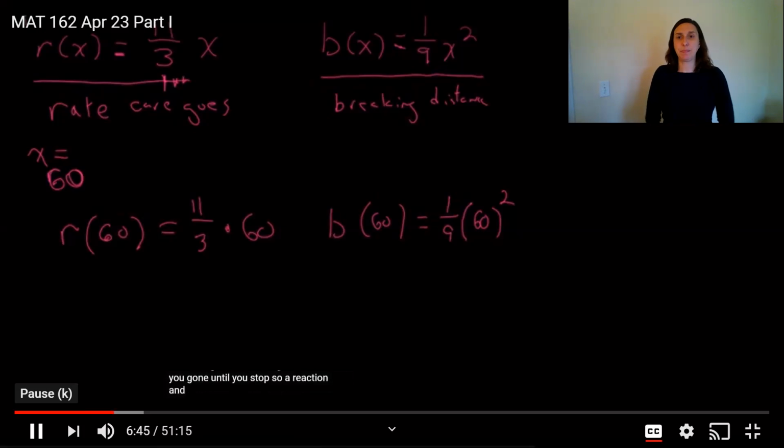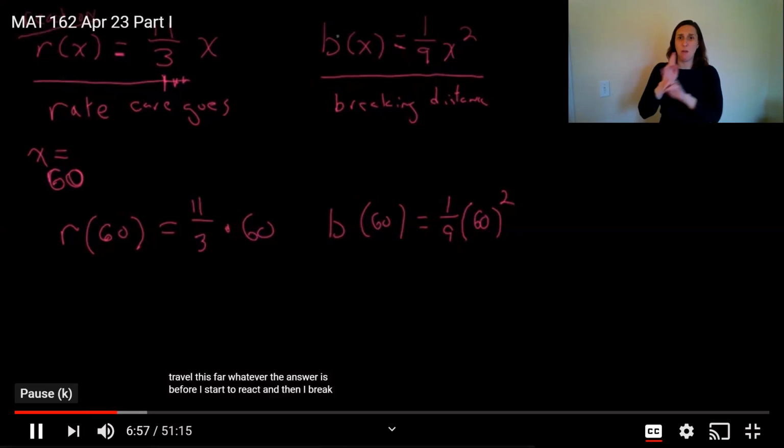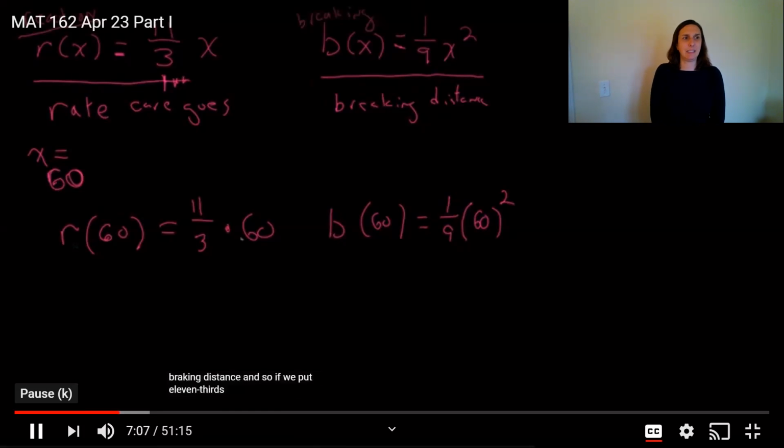So reaction, okay. I see something and I'm going to travel this far, whatever the answer is, before I start to react. And then I brake, and so that's the braking distance. And so if we put 11/3 into here, I believe that's 220. And if I put 60 into here, is that 400?